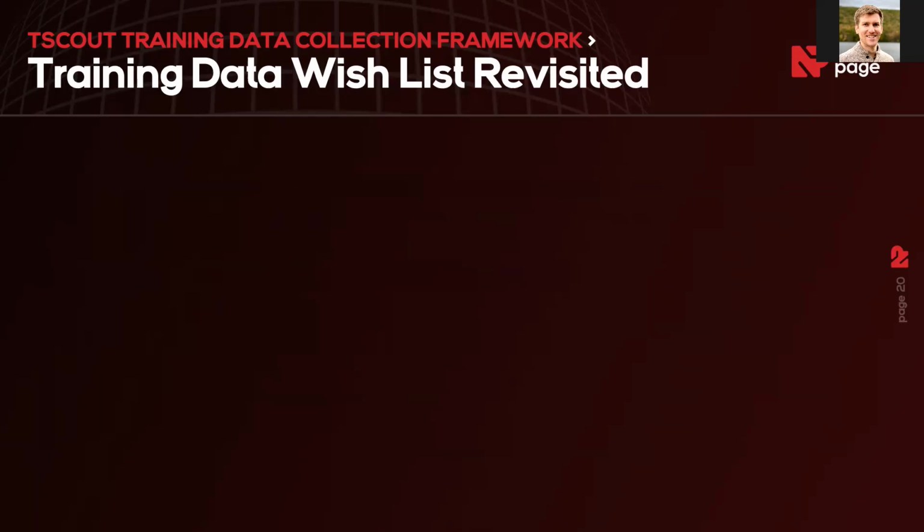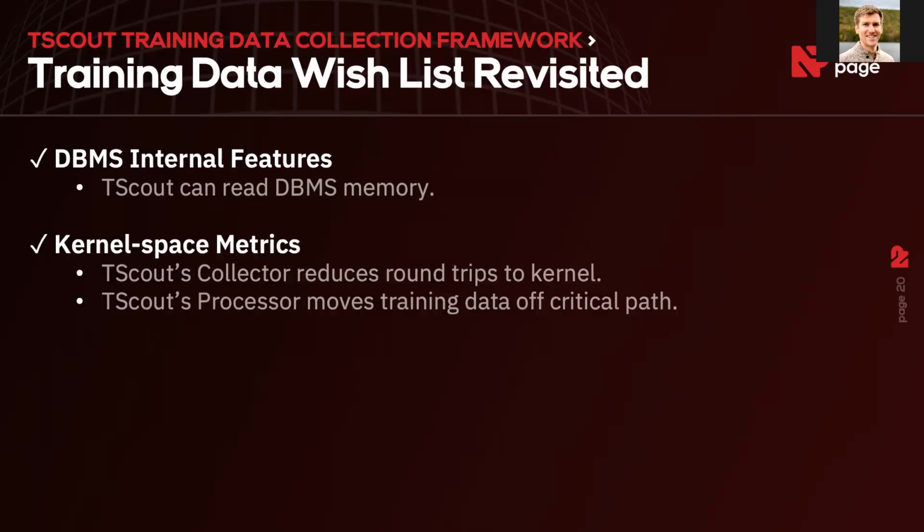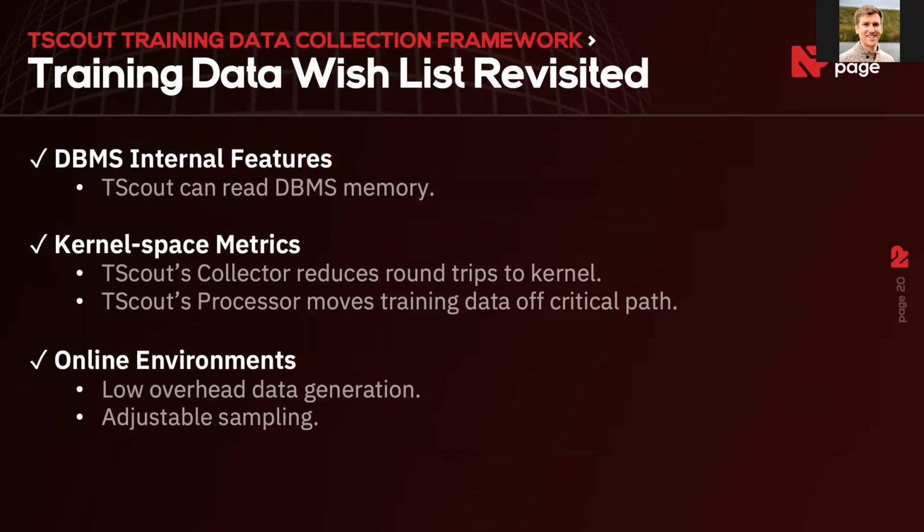Let's summarize by revisiting the wish list I described earlier. We wanted DBMS internal features, which TScout provides via source code annotations and a shared address space with the DBMS. We wanted kernel space metrics, which TScout's collector supports via BPF. TScout's processor moves training data archiving off of the critical path. Lastly, we wanted a framework for online data collection, which TScout enables with low overhead and adjustable sampling.